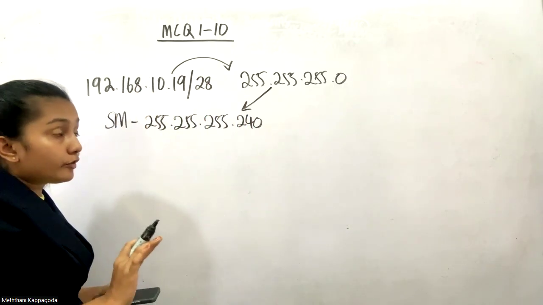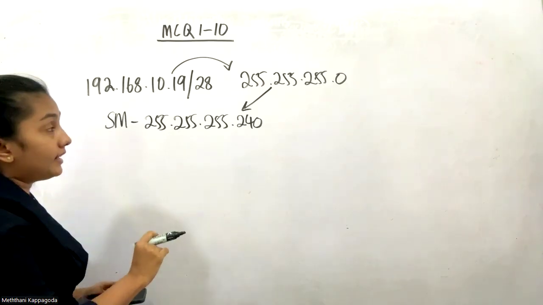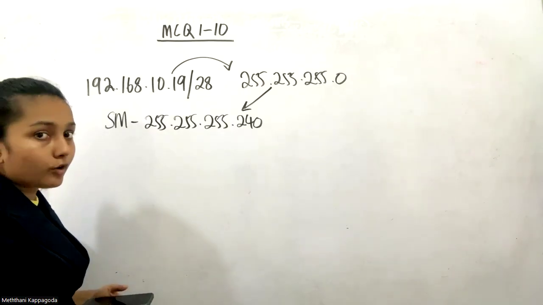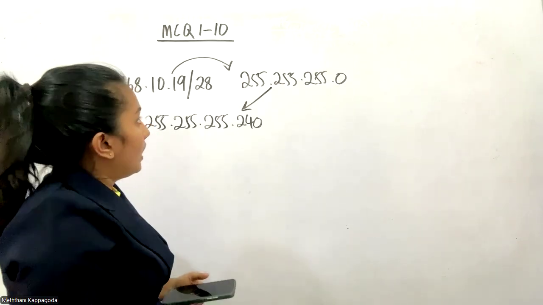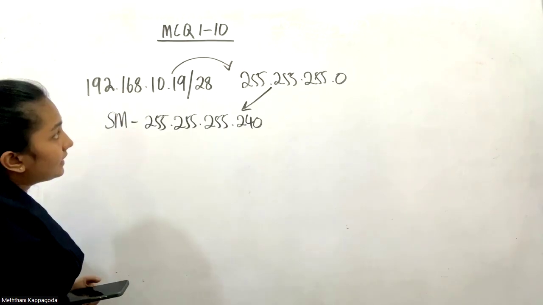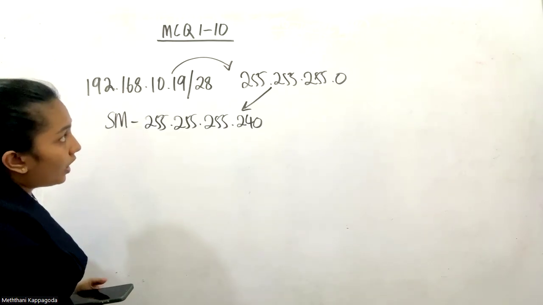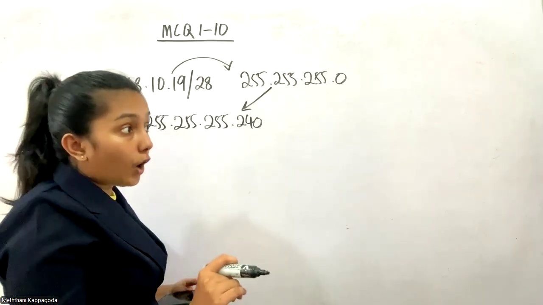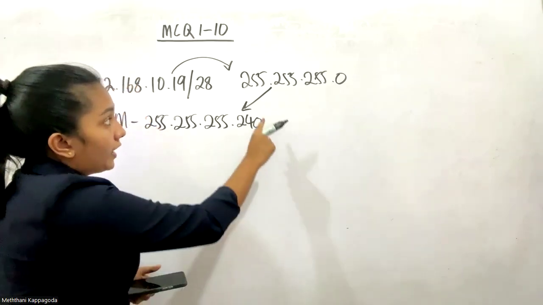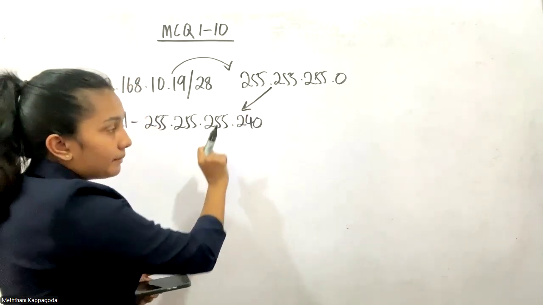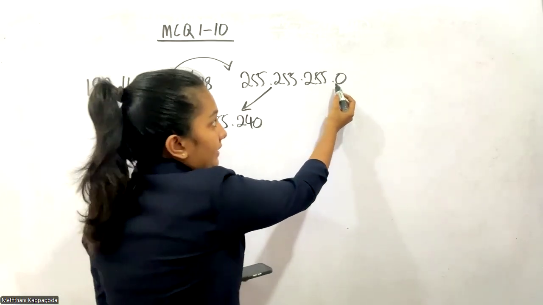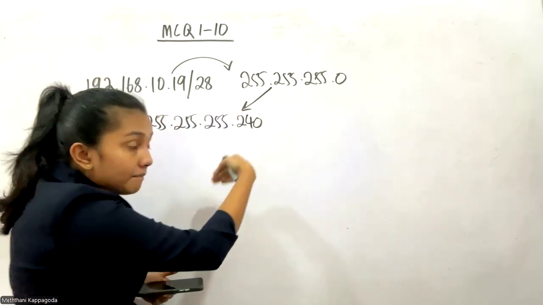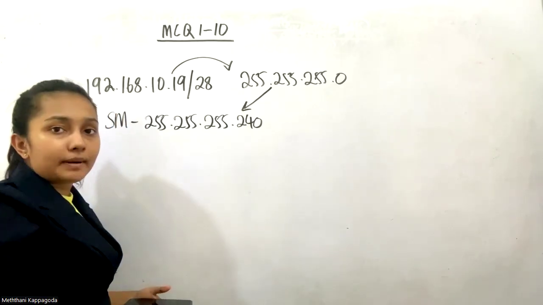So then what we should do is find the subnets. First of all, we should find how many subnets there are. When we compare these two subnet masks, you can see that there are 4 host bits that came to the network side in the new subnet mask.